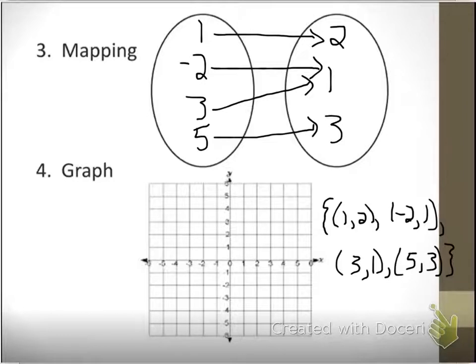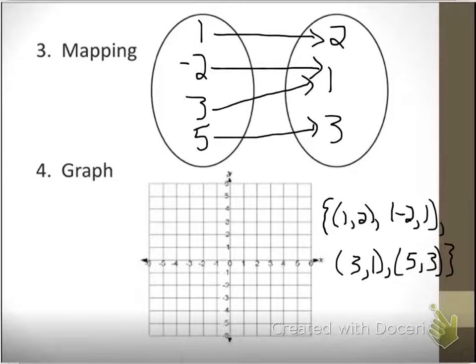Okay. The last way I can express a relation is a graph. You guys have seen a graph before. How do you think I'm going to express my relation on this graph? Yeah, just graph all the ordered pairs, right? So my first ordered pair is 1, 2. Let's talk about graphing ordered pairs first. What value comes first in an ordered pair? X. That's my horizontal movement. So if it's negative, I go left from the origin. Positive, I go right from the origin.